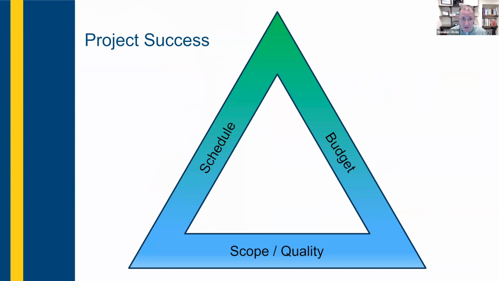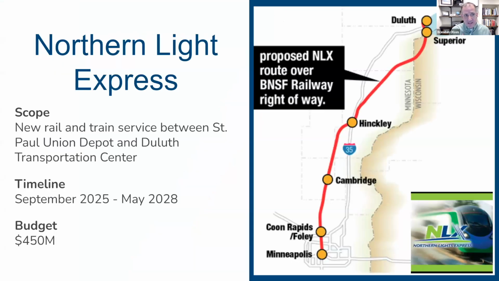But this perspective, which is a very common perspective of projects, is very short-sighted, and we're missing out on a lot. So I want to use an example: the Northern Light Express, the proposed railway between the Twin Cities and Duluth.